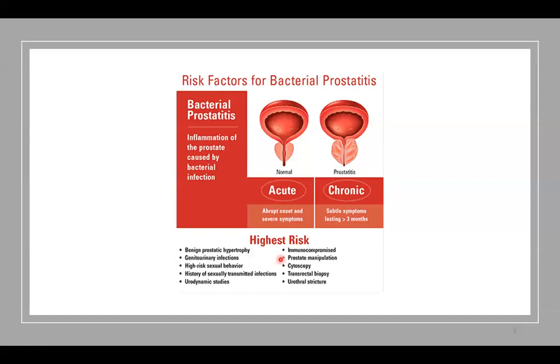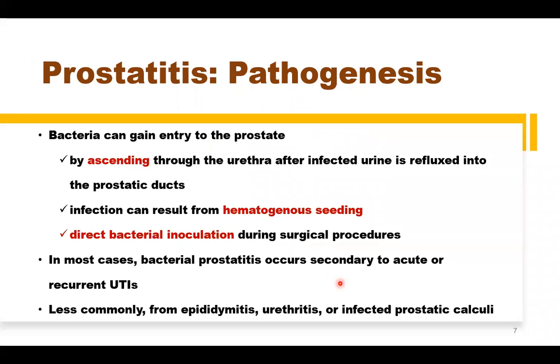In immunocompromised patients, we said that anything can become a significant pathogen in this group of patients. At times, prostatic manipulation, as we're going to discuss, when the prostate is acutely inflamed, you're not supposed to massage it because you can cause a disseminated infection. Performing cystoscopy or a transrectal biopsy, or when you have urethral strictures, all these are known risk factors that could lead to prostatitis.